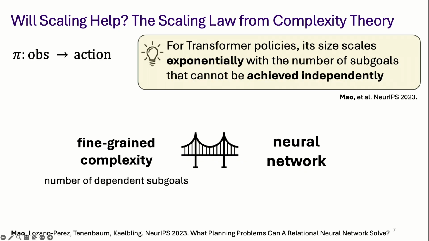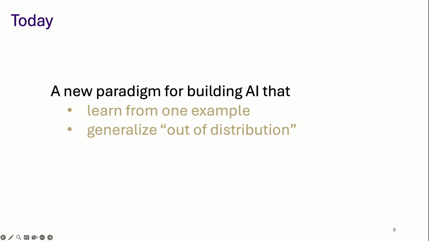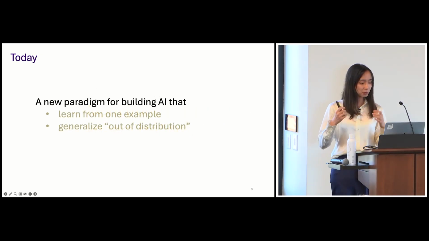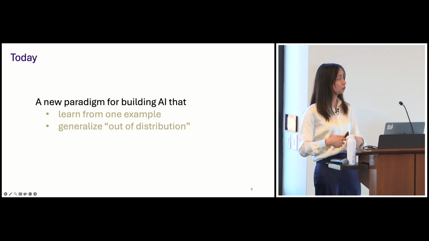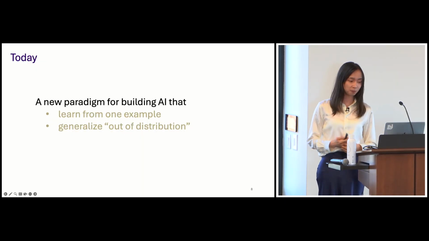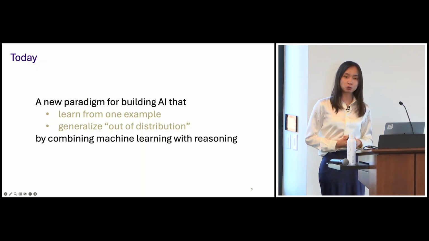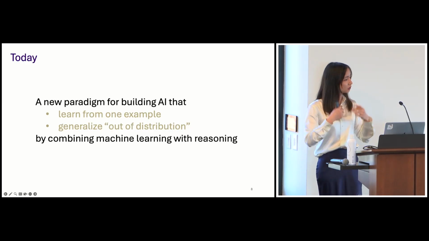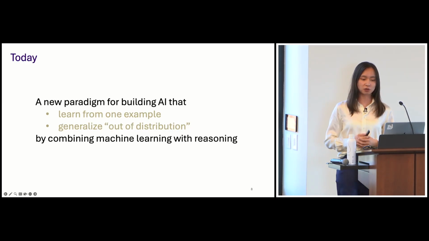So if we hold the belief that scaling is not going to solve this problem alone, how can we do it better? In today's talk, I'm going to talk to you about my new paradigm of building AI that allows us to learn from one single example and then generalize out of the distribution to novel objects, states, and possible goals, by using the machine learning tools that we have, either large model or small model, with the reasoning algorithms that we know.